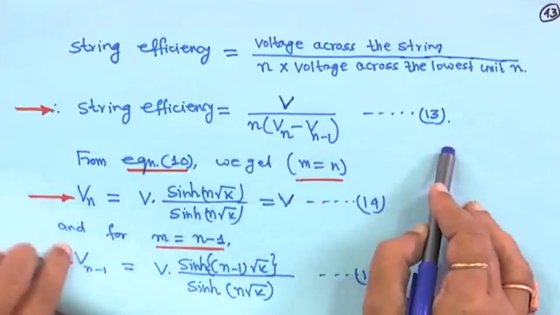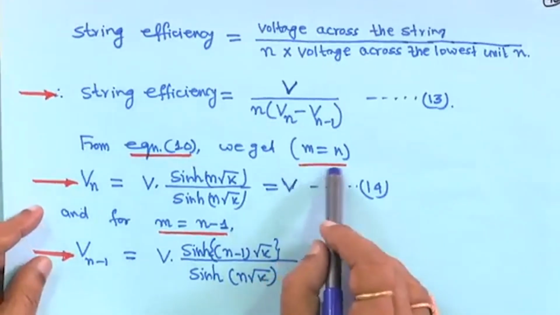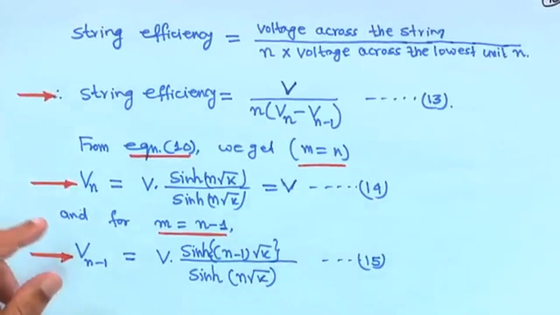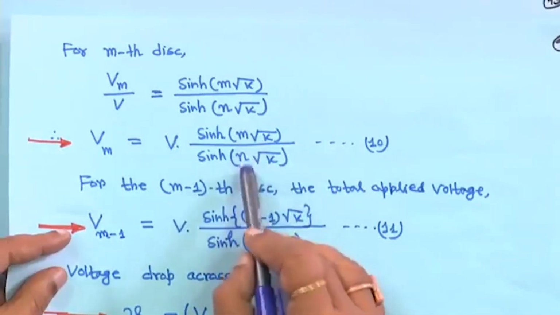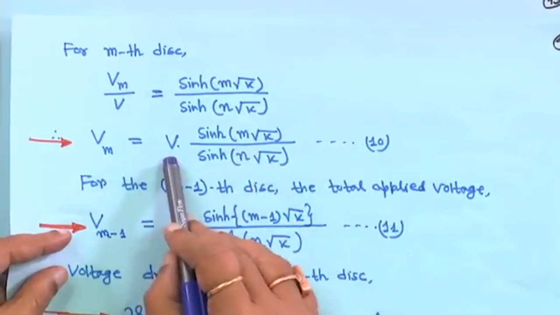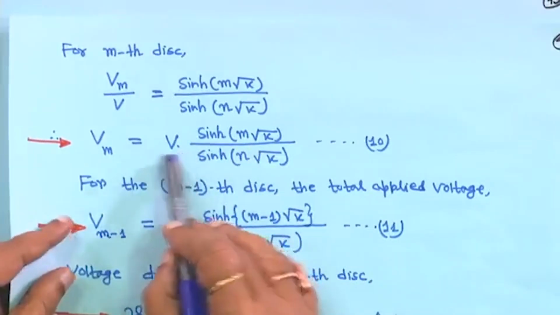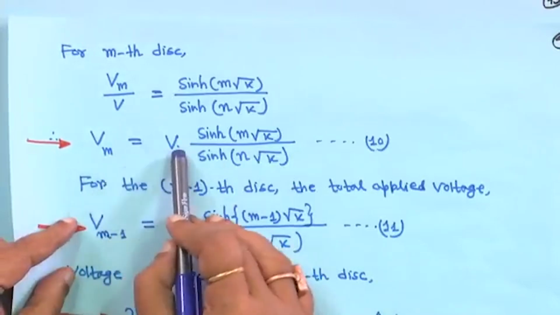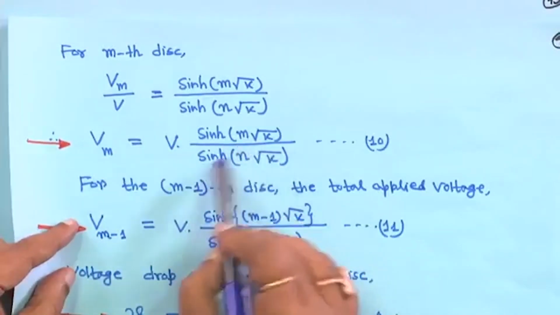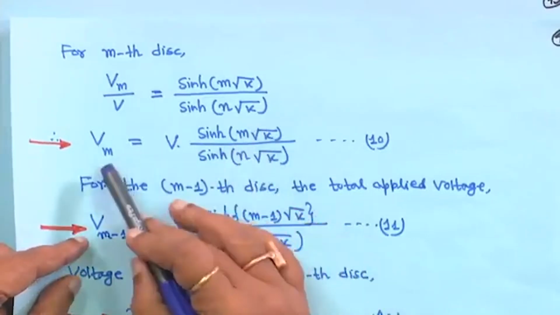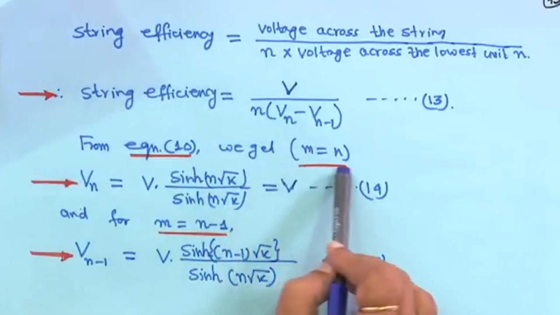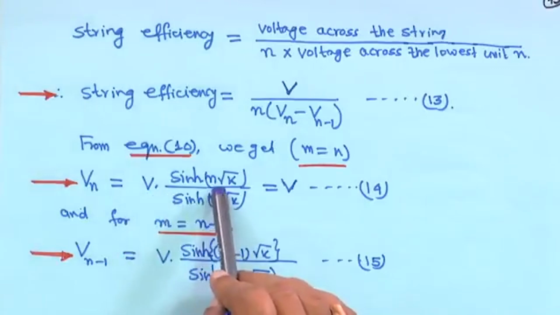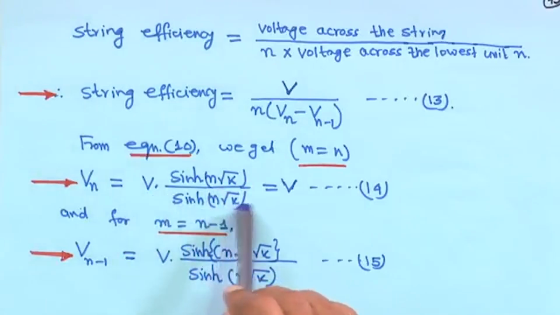This is equation 13. From equation 10 we get, for m is equal to n, if you put m is equal to n here, then Vm will become V. Then m is equal to n means Vn will become V, because sinh of m root k and sinh of n root k will be cancelled, and Vn will be equal to V. Therefore, from equation 10, if m is equal to n, then Vn is equal to V.